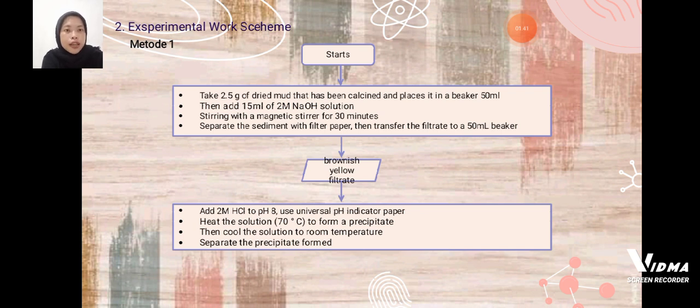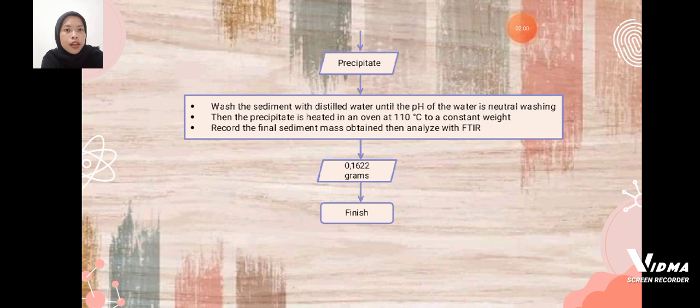Brownish yellow filtrate. Add 2M HCl to pH 8. Use universal pH indicator paper. Heat the solution to 70 degrees Celsius to form a precipitate. Then cool the solution to room temperature. Separate the formed precipitate. Wash the sediment with distilled water until the pH of the washing water is neutral.